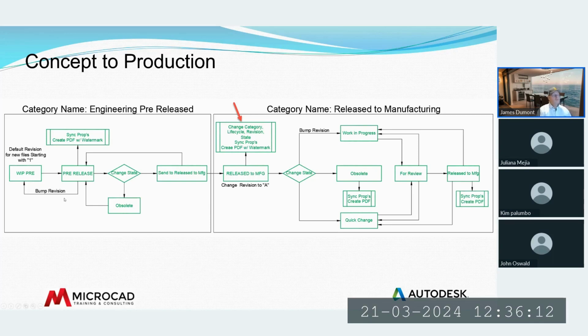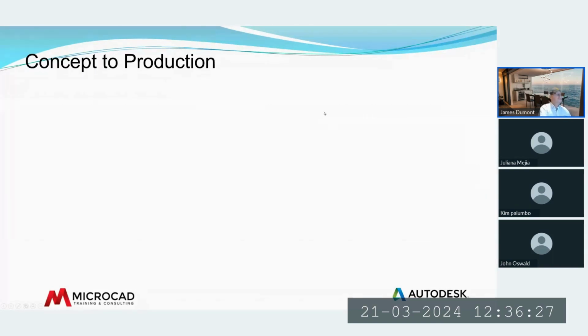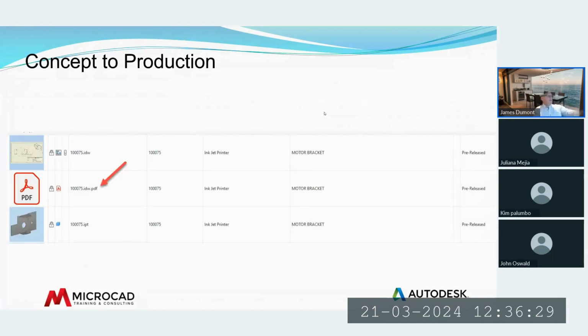It'll change the state to be released to manufactured. It's going to change the category, life cycle, revision, sync the properties, create a PDF with a watermark. At that point, we're now focused on this workflow, and that's all we have to do. So we look at this file right here. We're in the pre-release state. It's got a PDF file. And if we look at it, it's stamped pre-release Rev 1.